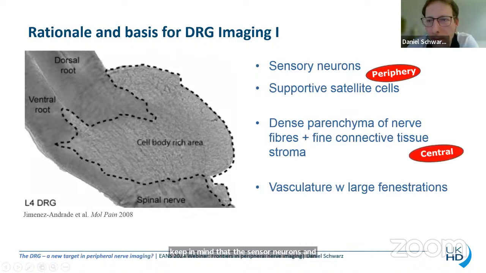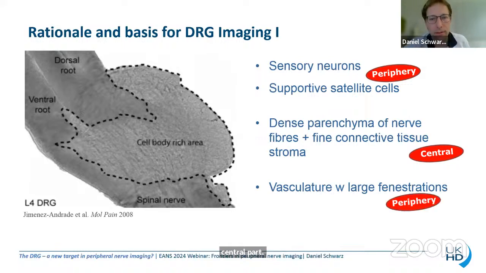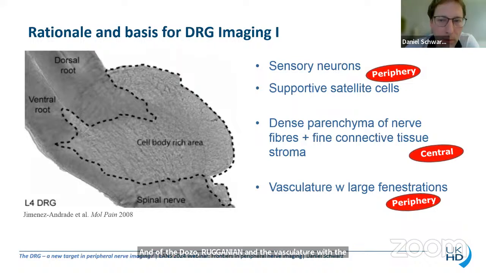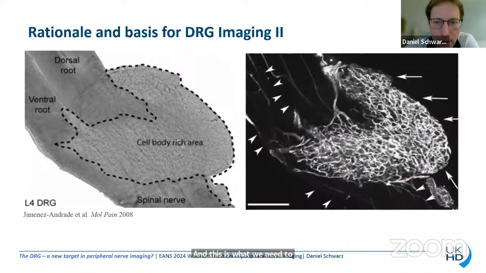The dense parenchyma is rather located in the central part of the dorsal root ganglion, and the vasculature with the large fenestrations again is connected to the periphery. And this is what we need to have in mind.